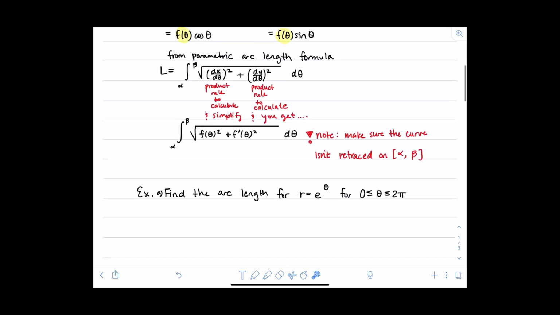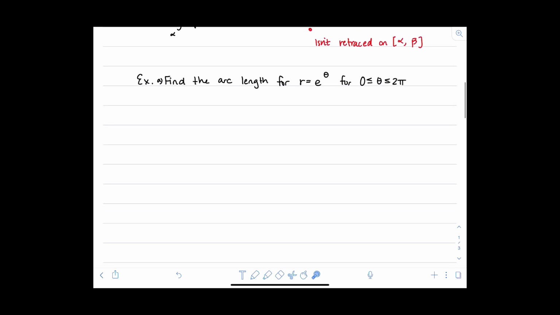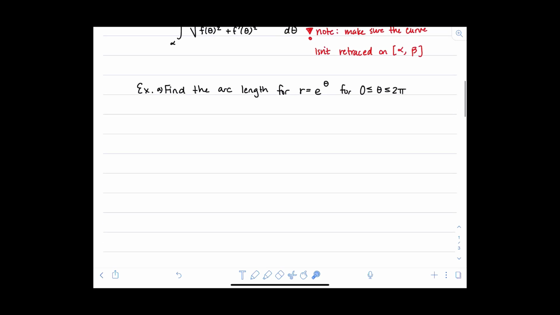Okay, let's take a look at some examples. So first we're going to find the arc length for r equals e to the theta on 0 to 2 pi for our theta values. So let's compute our f of theta and our f prime of theta. F of theta is given, f prime of theta is just e to the theta. And plugging into our formula, we're going to need to compute f prime of theta squared, which would be e to the theta squared, e to the 2 theta when simplified.